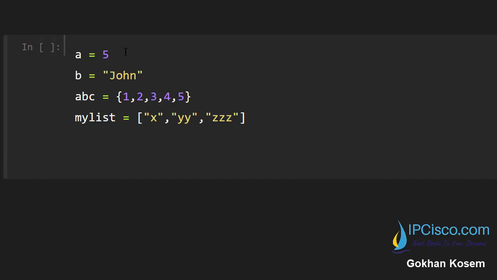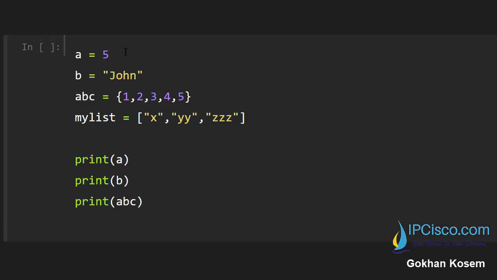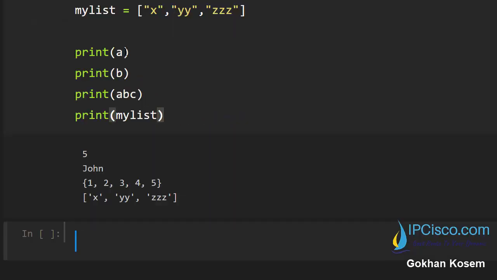And now let's print the values. I will use the print function here: print a, then print b, print abc, and print mylist. As you can see on the screen, the values are here: 5, John, the set, and a list. And this is basically how to assign values to Python variables.